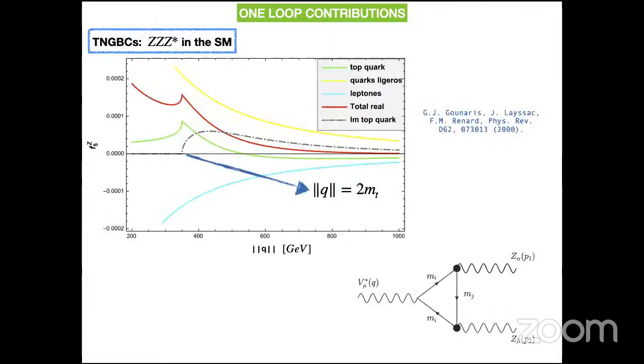Well, for the linear neutral gauge boson couplings, we have the same result. They are in general complex. I show only one example, the case for two real Z bosons and an off-shell Z boson. I show this plot, which is not the original from this famous article, but a reproduction. But I want you to note that the dashed line is the contribution. Sorry, this is the imaginary part of the form factor.